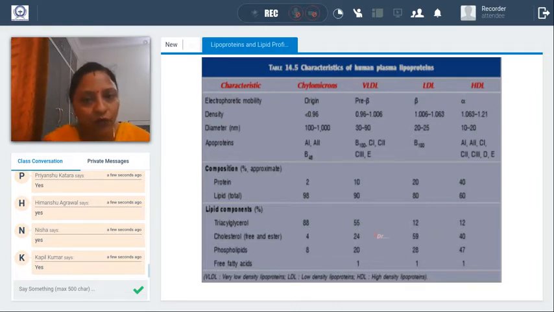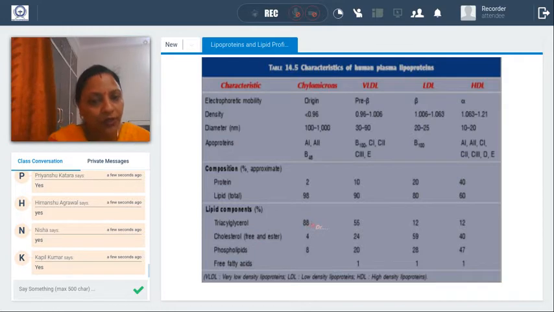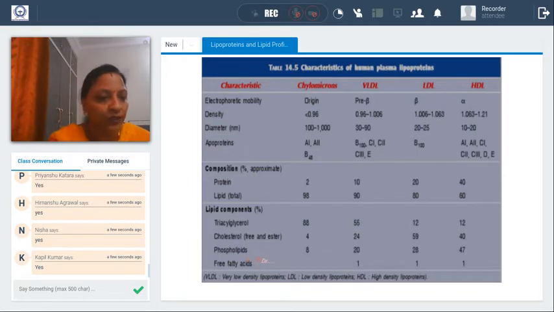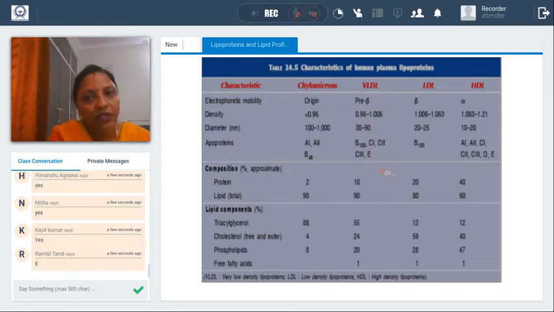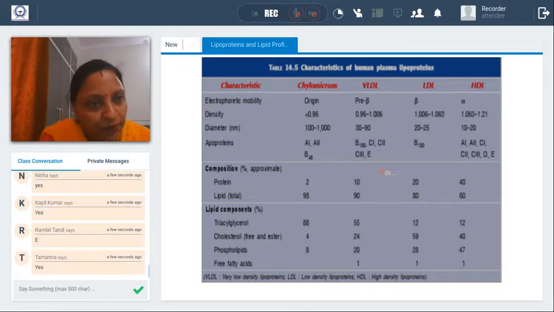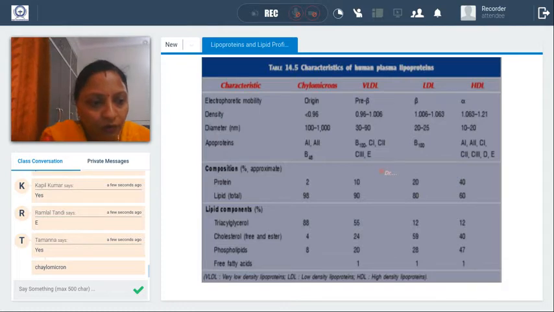So now, is it clear to all of you? Highest protein, HDL; highest lipid, chylomicron; TG highest, chylomicrons; but phospholipid lowest in chylomicrons, HDL contains highest phospholipids. So is it clear to all of you? The characteristics of lipoproteins, please write in the box. So which lipoprotein contains highest phospholipids? Please write in the box. Which phospholipid does HDL contain? Please write in the box. Okay, no.